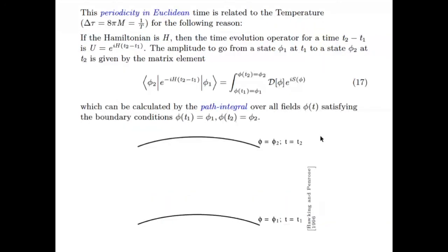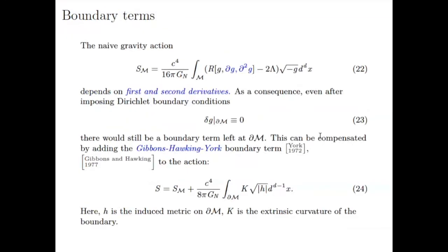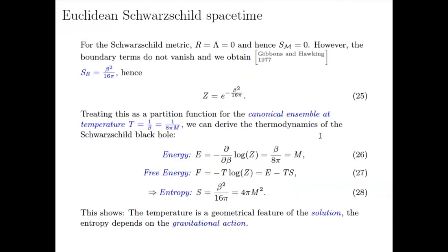On the other hand, the entropy is not a geometric feature alone. It depends on the value of the action. So if you have a modified gravity theory, which allows for black hole solutions, the entropy of a black hole in that theory is not going to be in general just the area of the event horizon. It might be a more complicated functional.